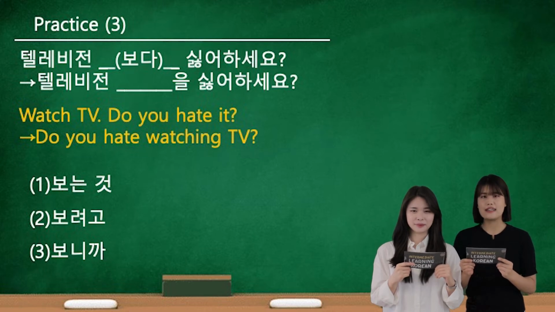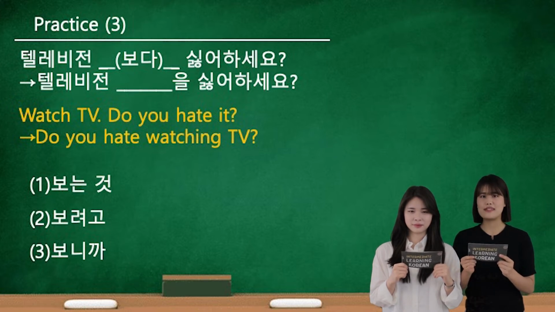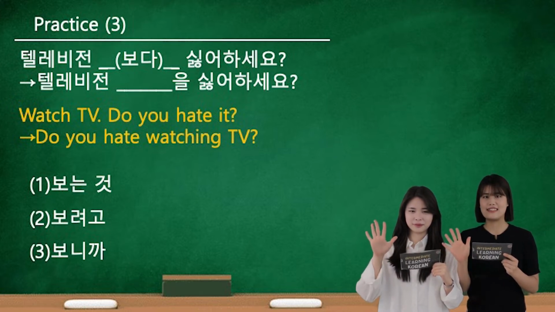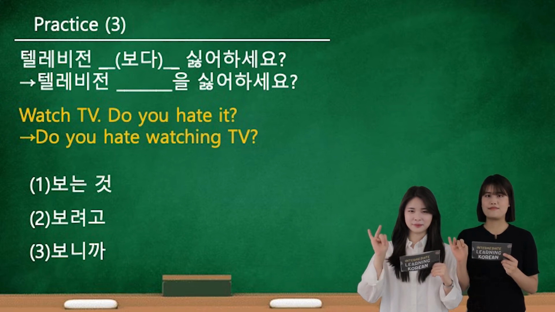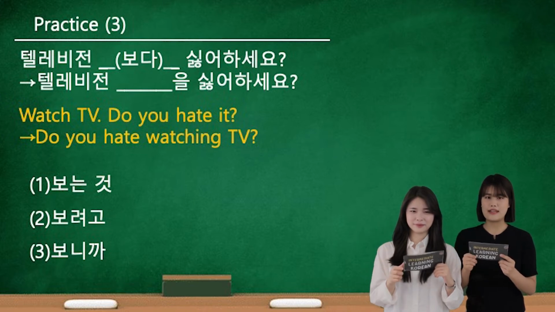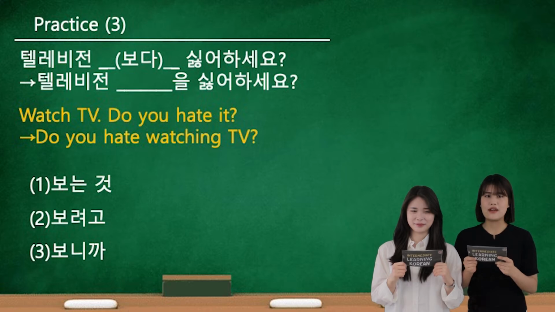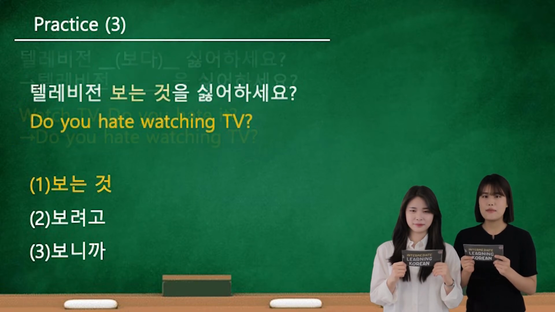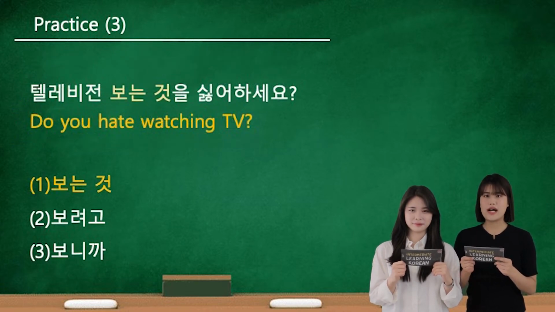Next problem. 텔레비전 보다 싫어하세요? Please make a sentence. I'll give you 5 seconds. Yes, that's correct. The answer is 텔레비전 보는 것을 싫어하세요? When we remove 다 from the verb 보다 and add 는 것, it becomes 보는 것.